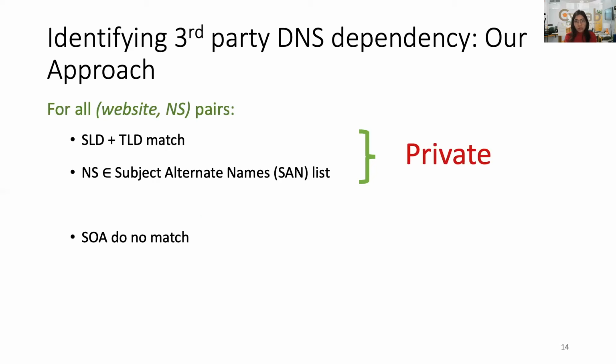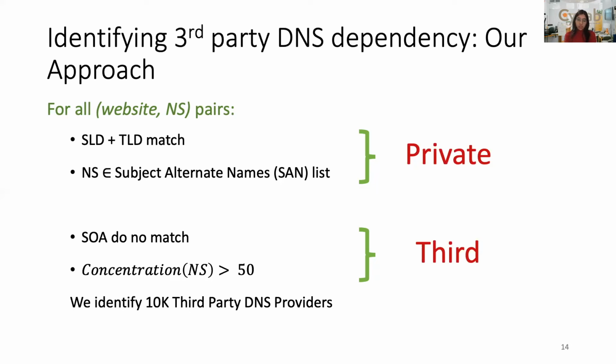If the start of authority do not match, we classify it as third party. And finally, if the name server serves more than 50 websites, then we say that it's more likely third party. In general, we identify approximately 10,000 third-party DNS providers in our data.